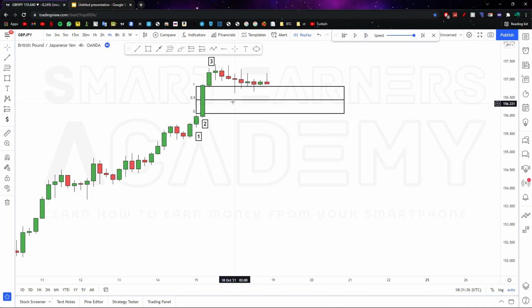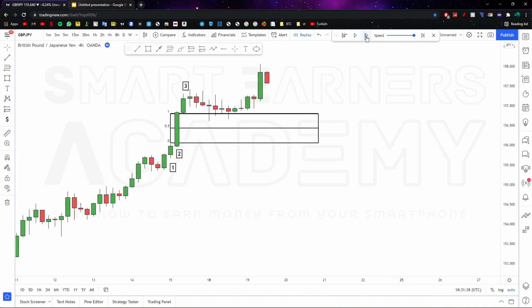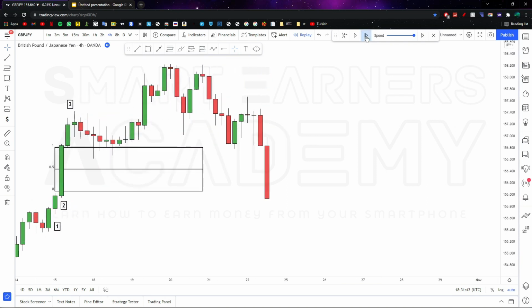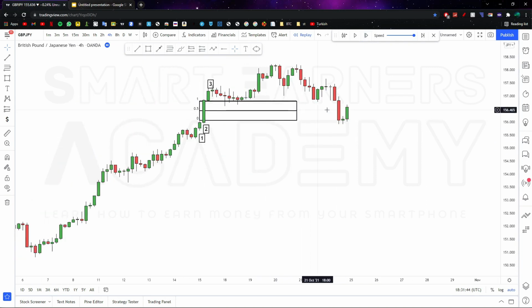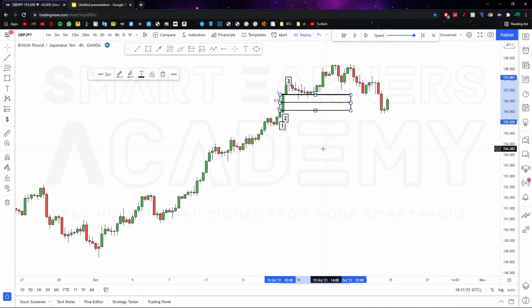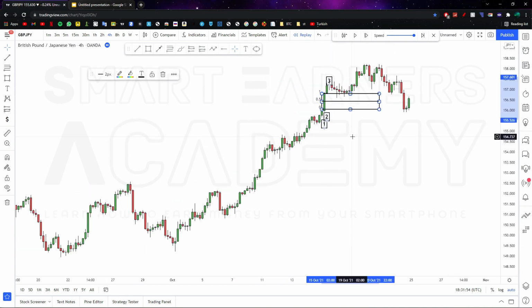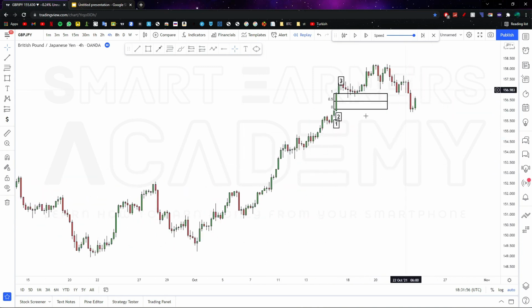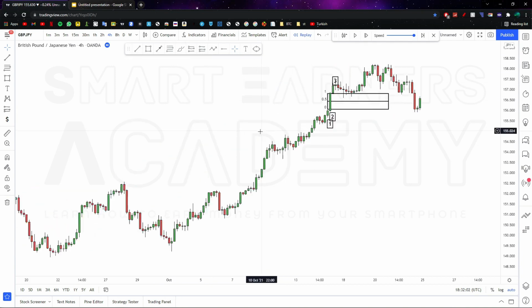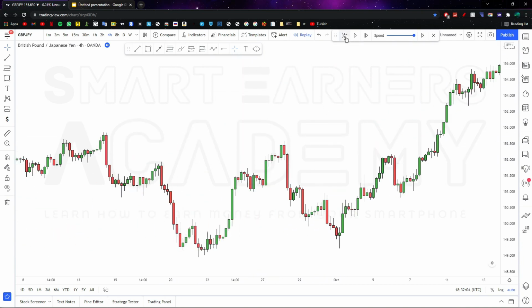So right now the 1 has been filled out, right? And then eventually we have the 0.5, and then obviously we have the 0 as well. So now this imbalance has been filled. So we can just disregard it, right? It's been filled, so now we don't need to worry about marking it up. So that's how you mark up a buy imbalance, right? So a bullish imbalance. And yeah, that's what they look like. So now let's move on to a sell example, right?